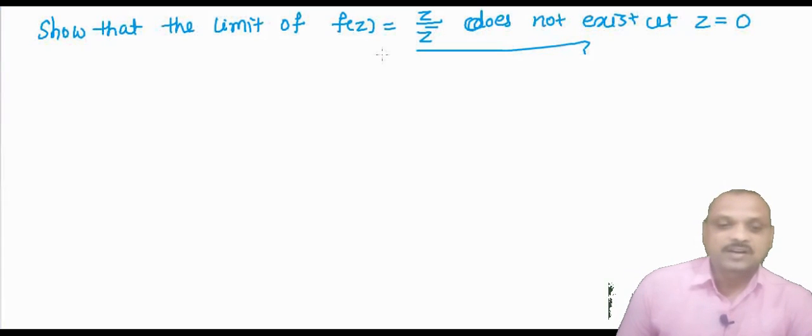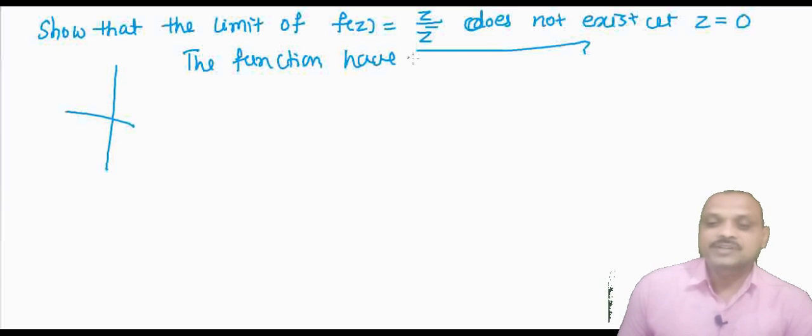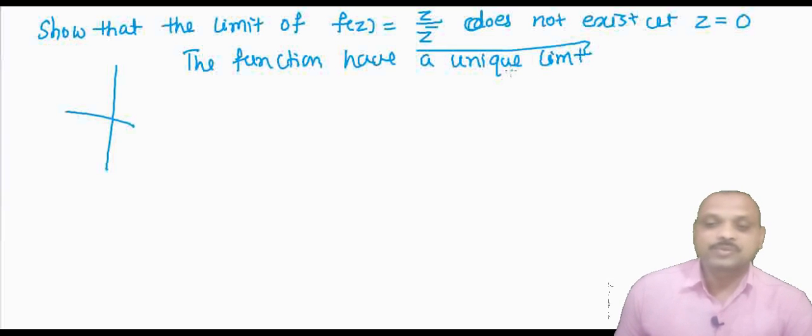Okay friends, so we have seen that the function has a unique limit. We use this theorem: the function has a unique limit. We apply this theorem to prove this.